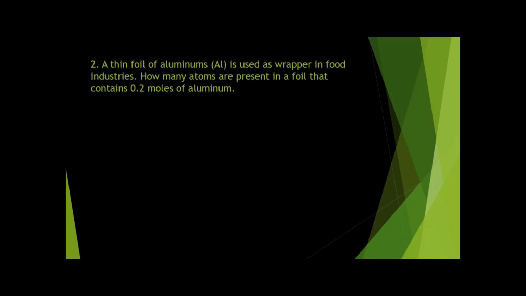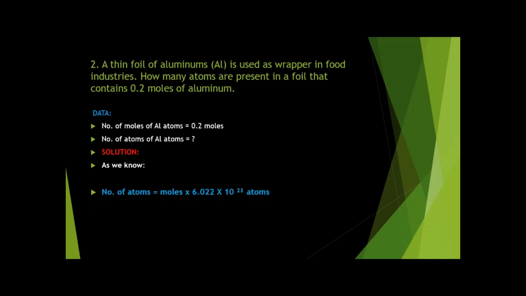Now students, question number 2, we should make the data. So the number of moles of aluminium is equal to 0.2 moles, and the number of atoms of aluminium we have to find. So solution, is it necessary to find the molar mass? No students, there is no need to find the molar mass because we just apply the formula. As we know, number of atoms is equal to moles into 6.022 × 10^23 atoms.